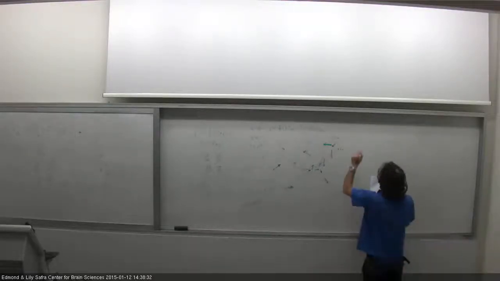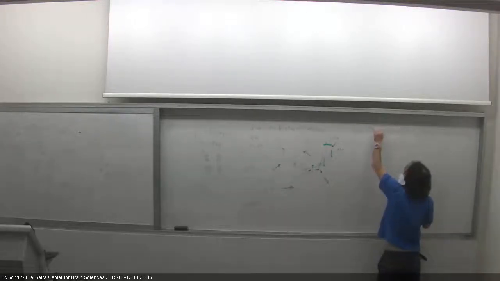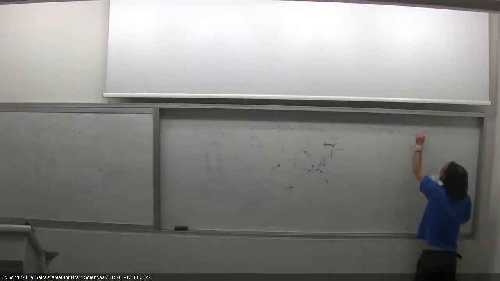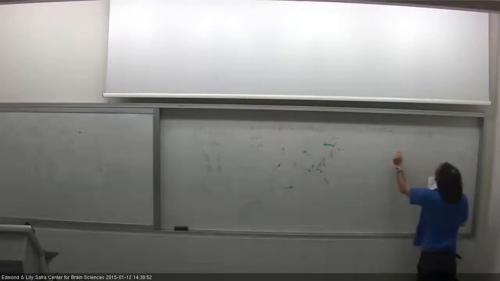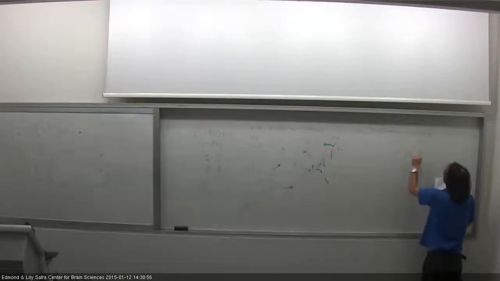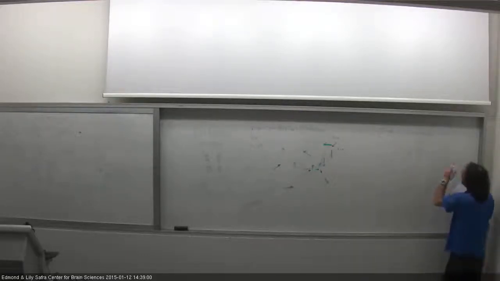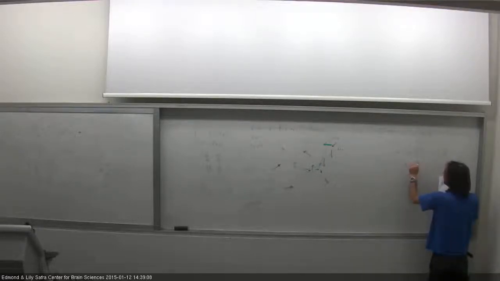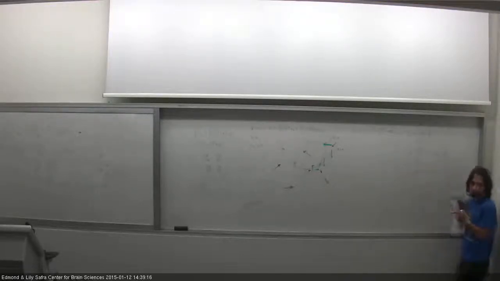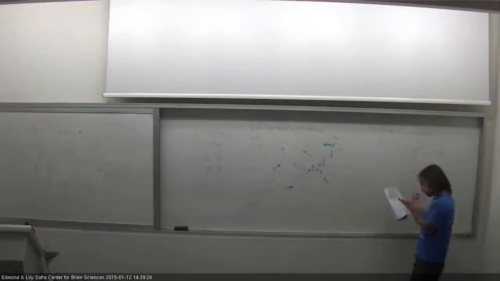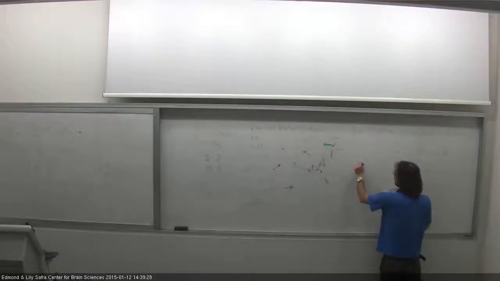Okay, so I'm looking for the eigenvalues. So lambda 1 is 1 plus square root of 3, and it's positive. Lambda 2 is 1 minus square root of 3, and this is negative. Okay, a saddle point has eigenvalues of opposite signs. Now, I'm going to look for the eigenvectors, okay?